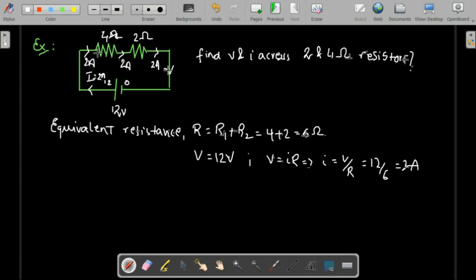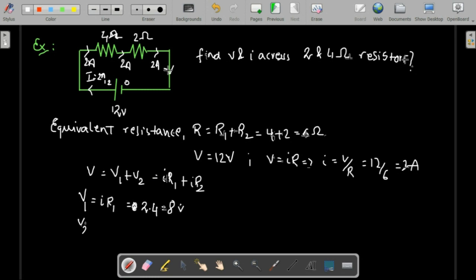I have to find the voltage drop across each resistor. This voltage is getting divided across the two components, V1 and V2, since they are in series. If they are in parallel, there is no such voltage drop. The same current flows through both, so V is IR1 plus IR2. V1 is IR1, which is 2 times 4, so 8 volts. V2 is IR2, which is 2 times 2, which is 4 volts. If you take 8 plus 4, we get 12 volts. That means our answers are correct. You should always check also. That is important.